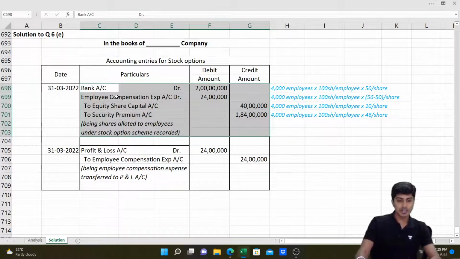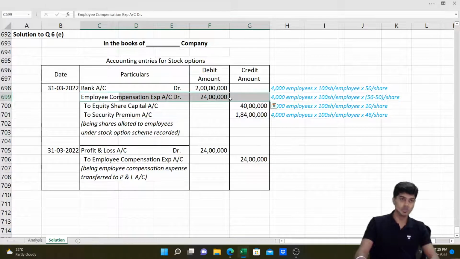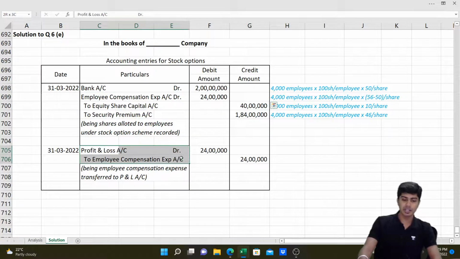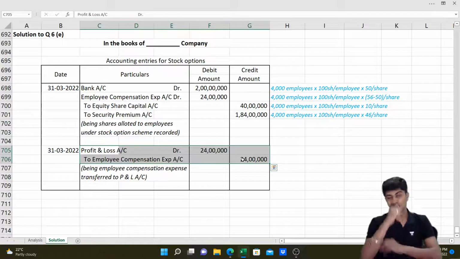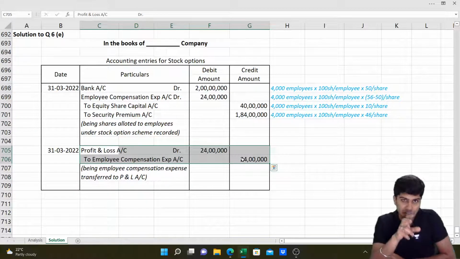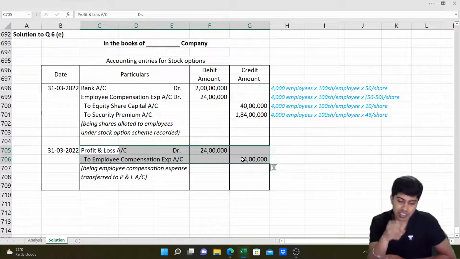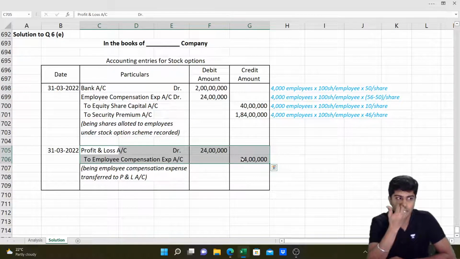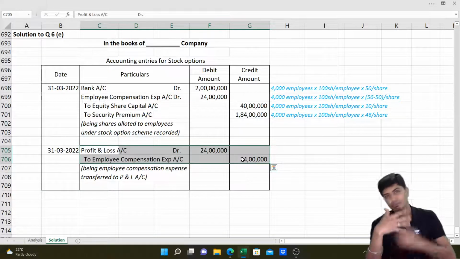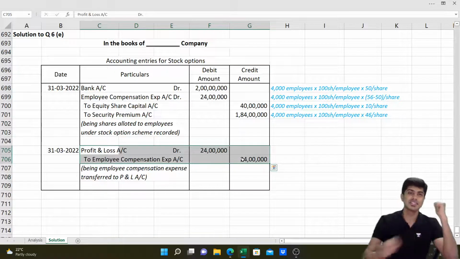And we should not forget to transfer this employee compensation expense to P&L, for which the entry is P&L account debit to employee compensation expense 24 lakh. If this vesting period was longer than a year, then this 24 lakh would have been split over several periods, 2 years or 3 years over the vesting period. However, there is something else that will newly come in, that certain options got cancelled at the end of the year. So for this information, this is the answer.